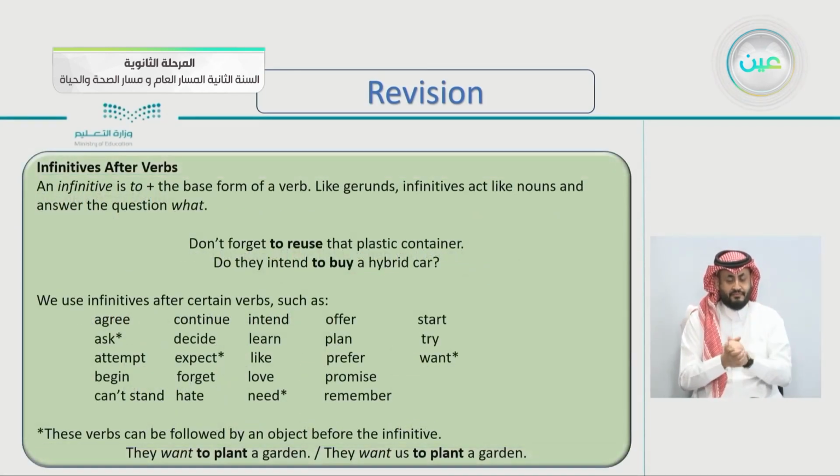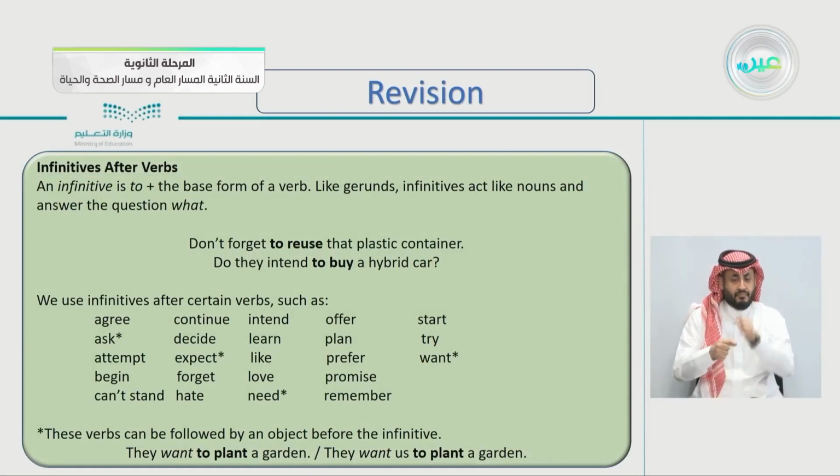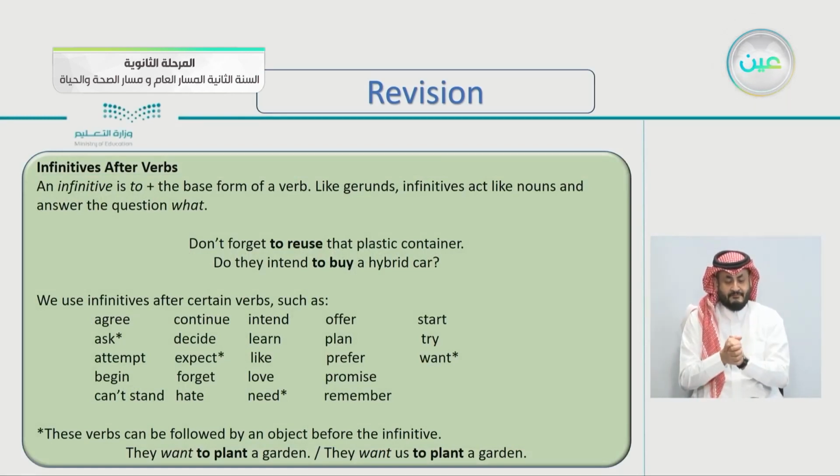Also, we took the infinitives after the verbs. An infinitive is to plus the base form of the verb. Like gerunds, infinitives act like nouns and answer the question, what? For example, here, don't forget to reuse that plastic container. Or do they intend to buy a hybrid car? We use infinitives after some verbs like intend, offer, start, try, plan, and so on.